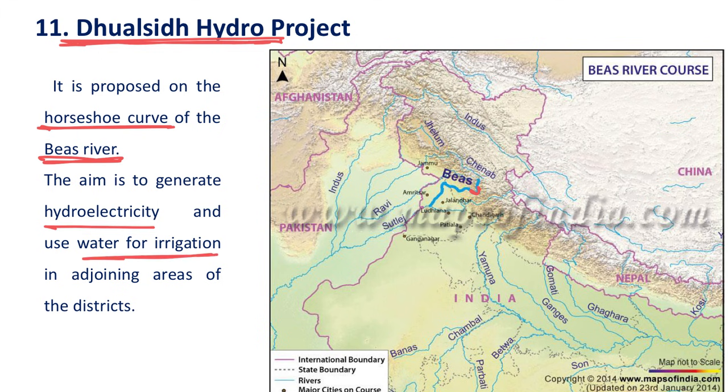Beas River flows from Himachal Pradesh to Punjab. This river is important. This project is built in Himachal Pradesh.